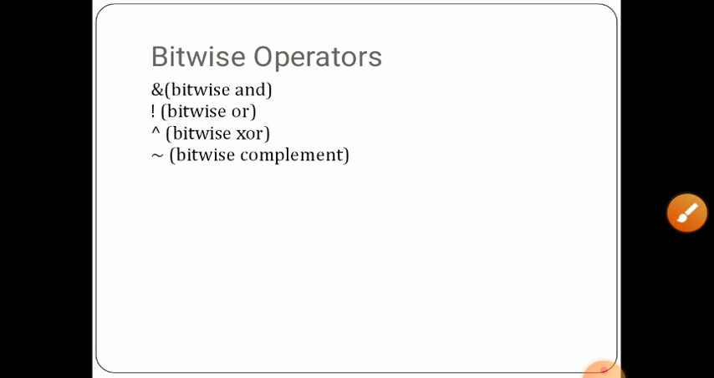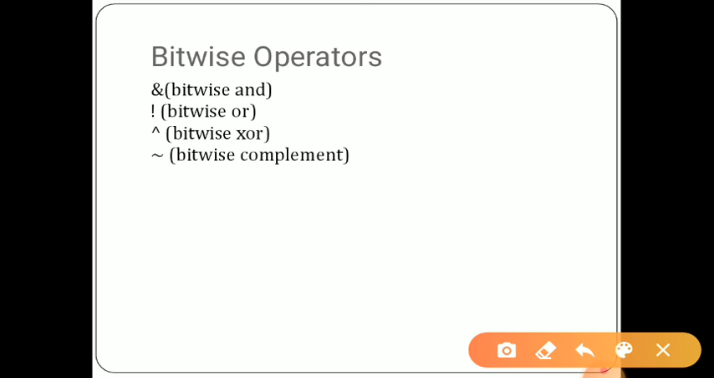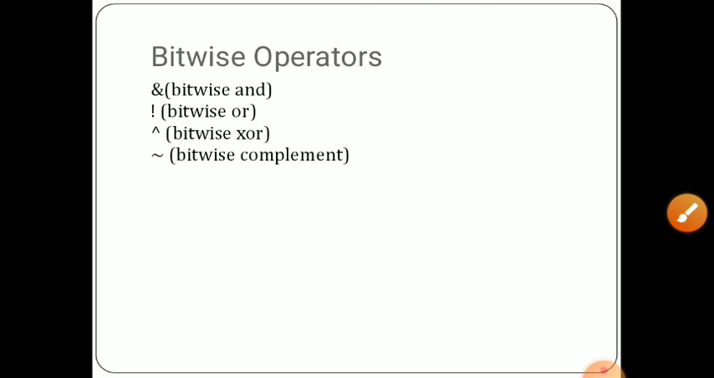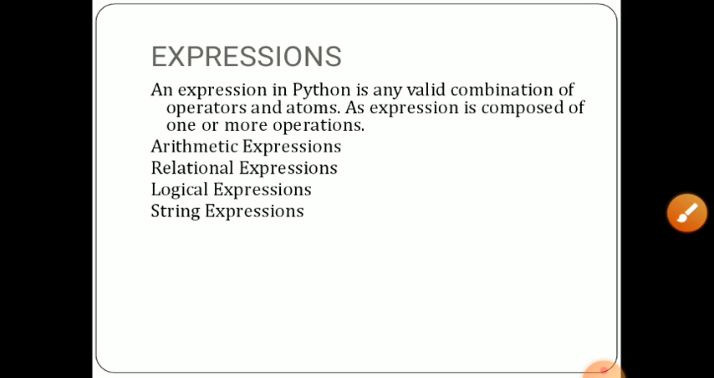Then the complement, or bitwise complement operator. If I give the complement operator on 12, it will return minus 13. It means if the value is 0, it will return 1. If the value is 1, it returns 0. So this is called the complement operator. Suppose bin, so it will return the complement values.